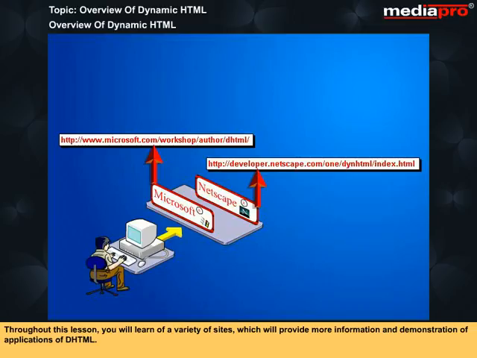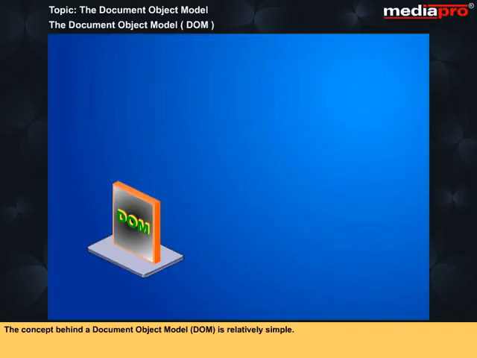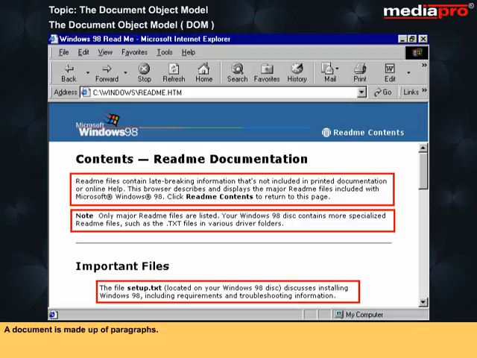The concept behind the Document Object Model, DOM, is relatively simple. It defines the different parts of a document and describes the relationship between these parts. If it doesn't immediately seem clear that a document even has parts, it may help to think of it this way. A document is made up of paragraphs.